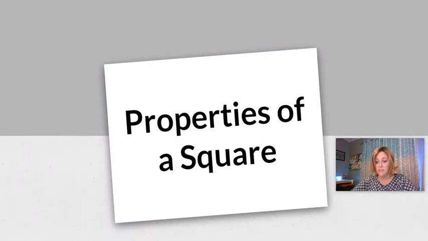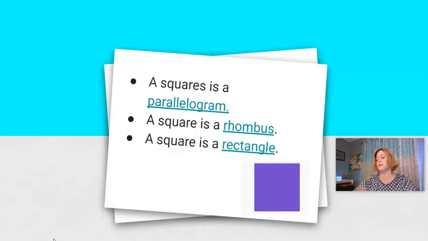Properties of a square. I love a square because this is what's so crazy about a square. It's a parallelogram. All those rules apply. It's a rhombus. All those rules apply. And it's a rectangle. All those rules apply. And again, if you don't remember what they are, go back and look. So a square actually fits into all 3 of those categories.